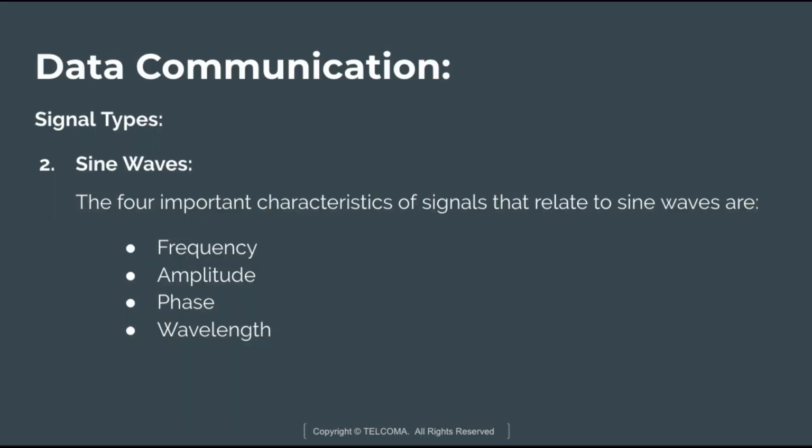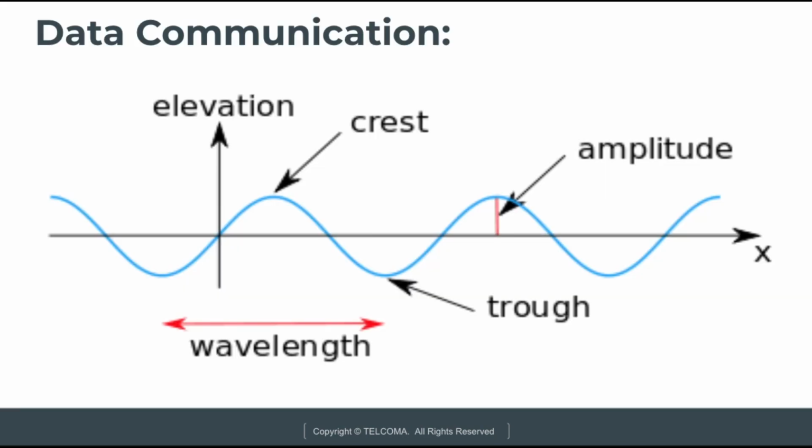Next is the sine wave. Here the sine wave will have 4 important characteristics of signal, like frequency, amplitude, phase and the wavelength. So here this sine wave is depicting these 4 characteristics. The frequency is defined as the number of oscillations per unit time. So this is one oscillation that is ending here, the next oscillation is ending here. So this is depicting the oscillation, that is depicted as the frequency.